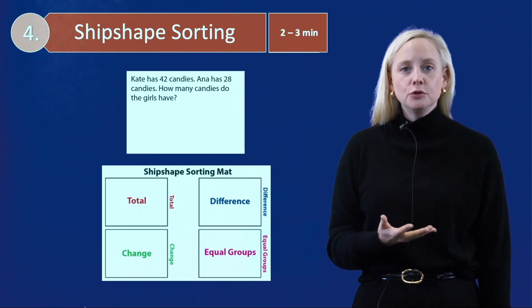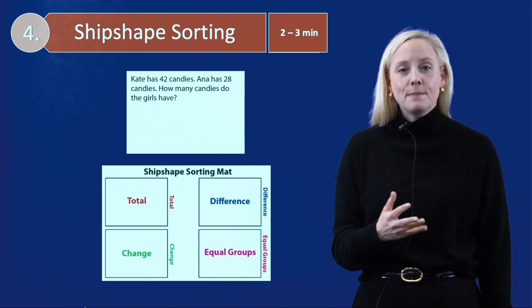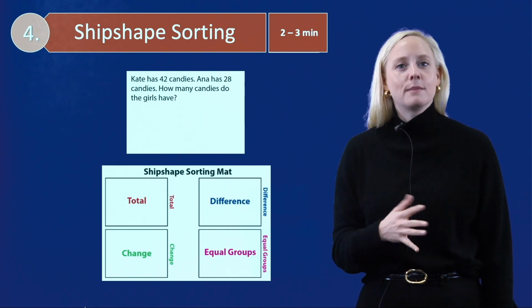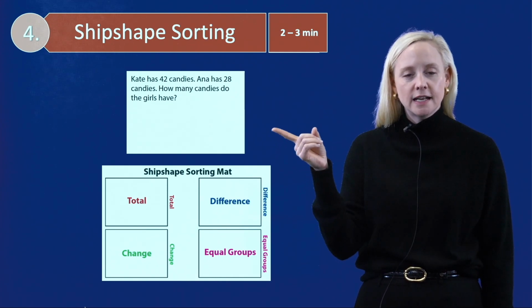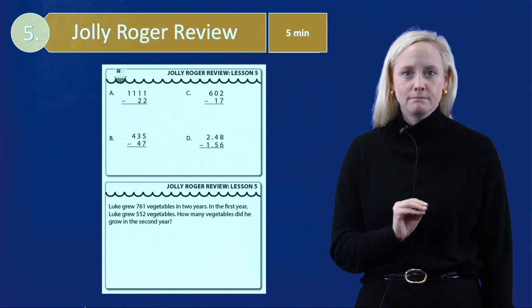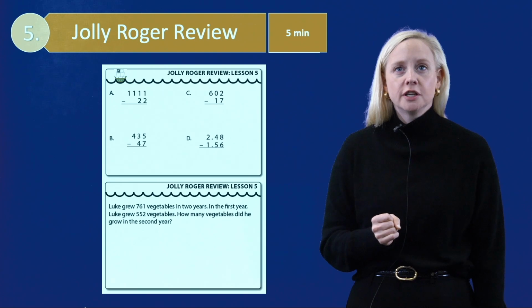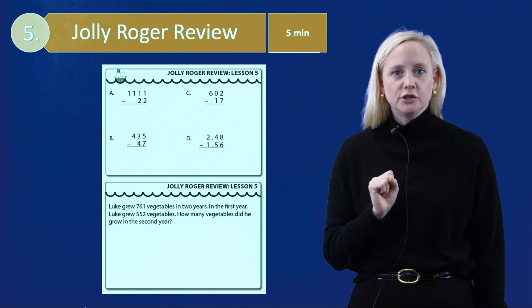So after about 2 minutes of a timing, then the tutor asks the student questions about how did you know this was a total problem? Can you show me what the parts and the total are, etc. So this is an activity where the student is sorting the card and not solving the word problem. Our final intervention component is our independent practice activity, and this is called our Jolly Roger review.